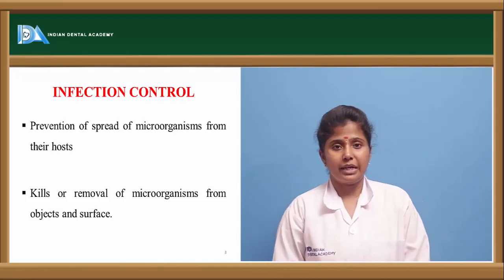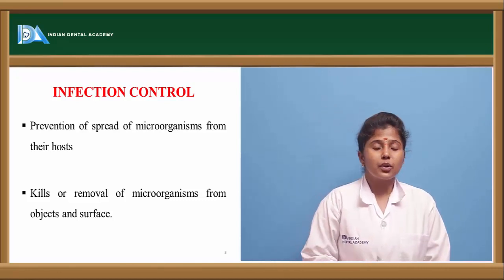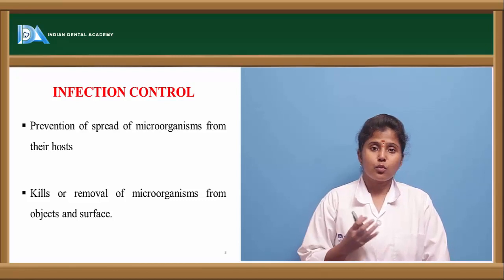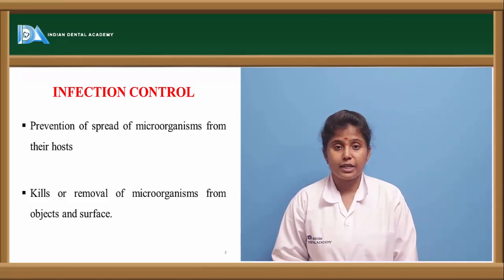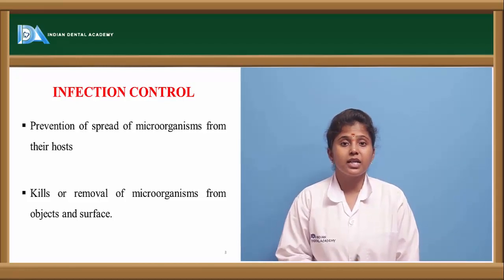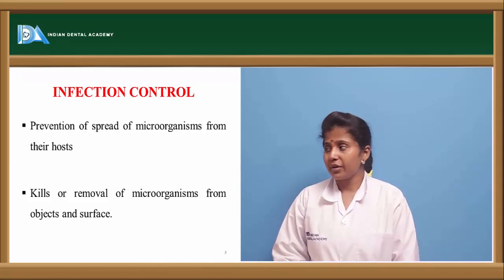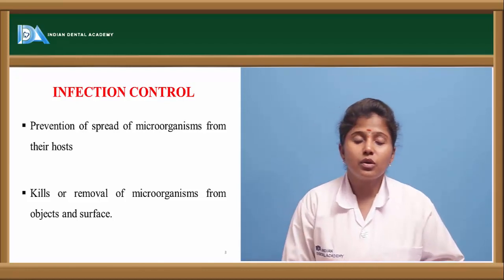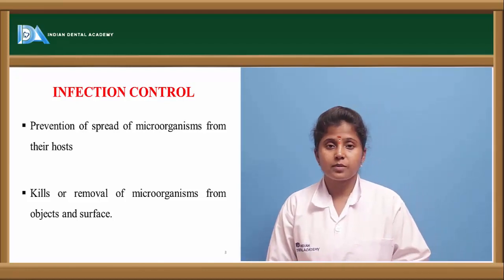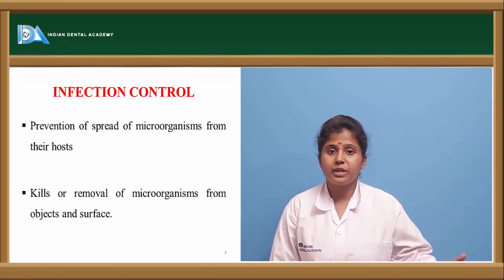How can we control the infection? We need to prevent the spread of the infection. What is infection control exactly? Whatever microorganisms are there, we need to prevent them from spreading more so that the infection can be controlled, and we need to kill or remove the microorganisms, and thereby the infection won't spread.